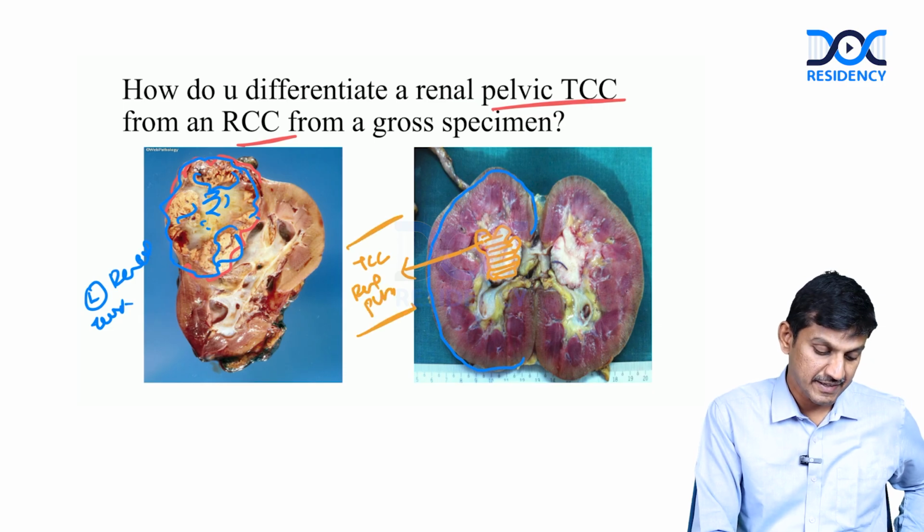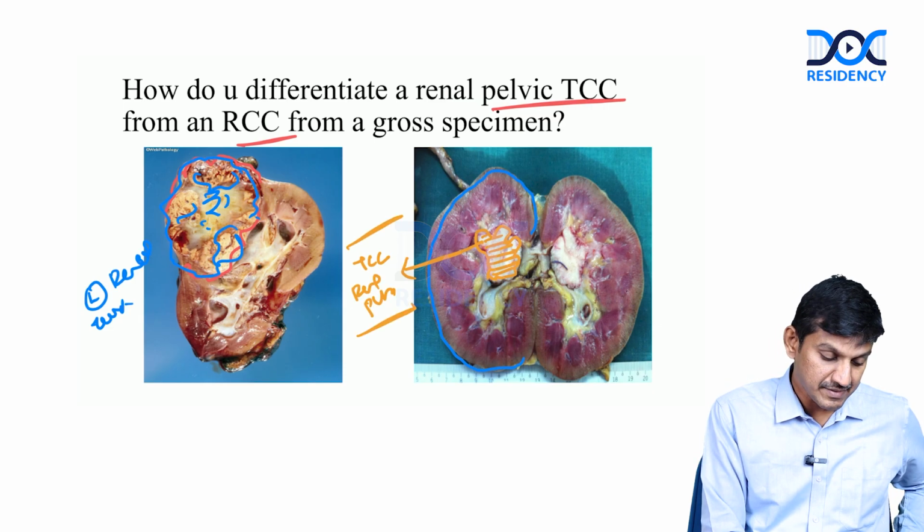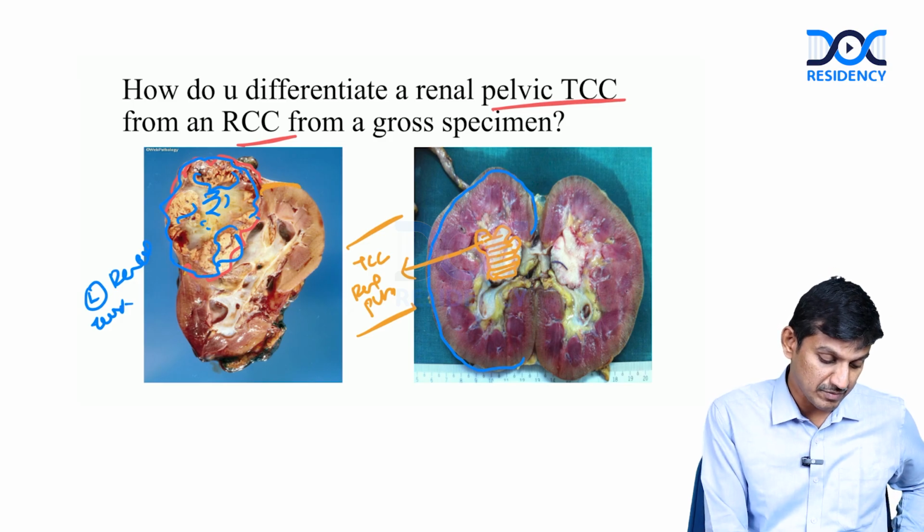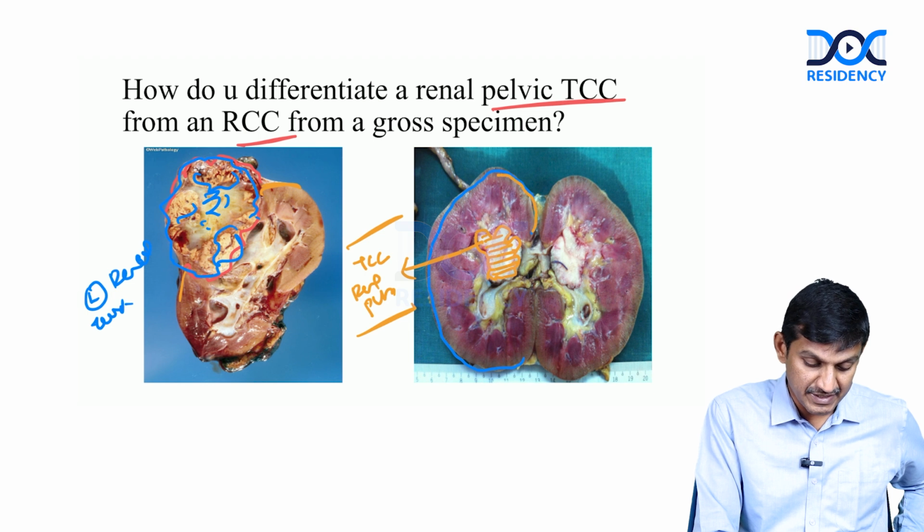How do you differentiate? Remember, RCCs are mostly eccentric in location. They are going to destroy the reniform shape, whereas in TCC, which are centrally located tumors, the reniform shape is maintained.